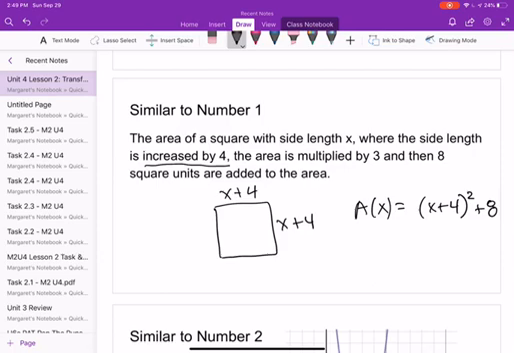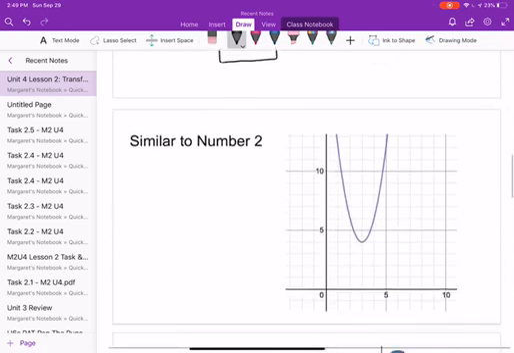And we are going to multiply the area by 3. And this is because it tells us that the area is multiplied by 3, and then 8 square units are added to the area. So the equation we have is A of x equals 3 times x plus 4 squared plus 8. This is similar to the number 1 that you have, but different numbers. You may go do that whenever you're ready.